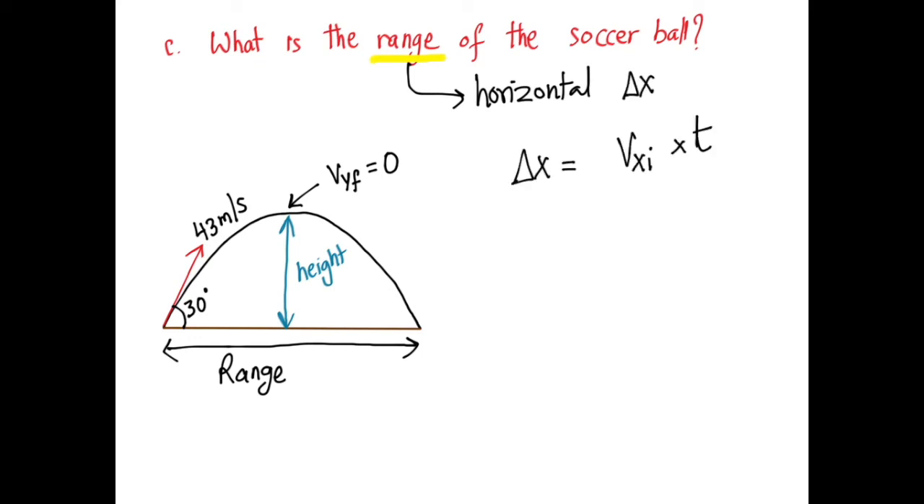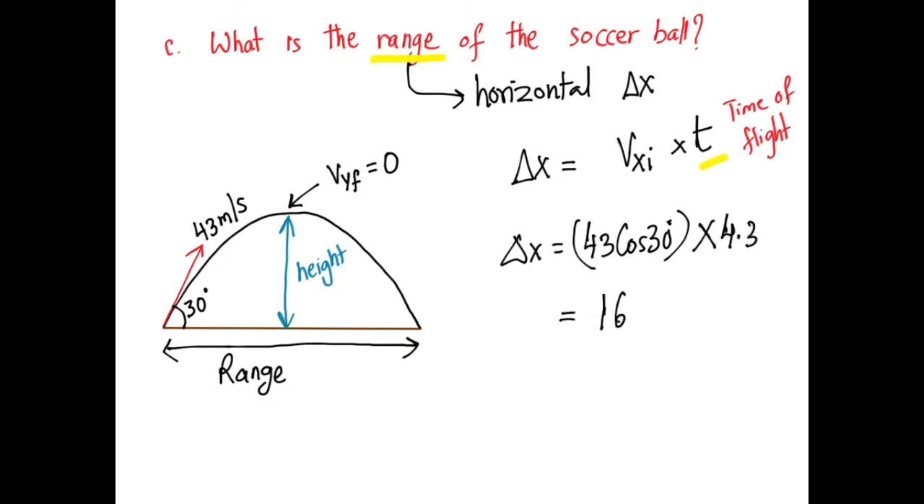In the horizontal there is no acceleration, so we'll use a simple formula: distance is equal to speed multiplied by time. The speed here will be the horizontal velocity, Vxi, multiplied by time. We already got the time, which is the time of flight, so we'll substitute 4.3 for time. The thing I want you to focus on here is Vxi. You can see that it is 43 cosine 30, which is the x component of the initial velocity 43. So we get that as 160.1 meters.